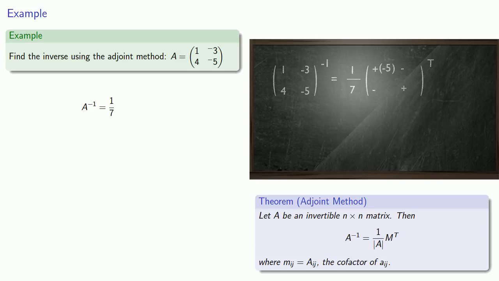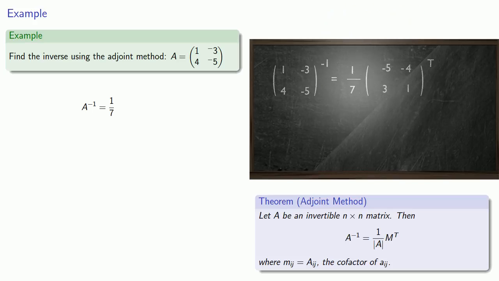The first row, second column entry, we'll cross out that row and column, and the minor will be the determinant of what's left over, 4. For the second row, first column, we'll cross out that row and column, and the minor will be the determinant of what's left over, -3. And for the second row, second column entry, we'll cross out that row and column, and the minor will be what's left over, 1.